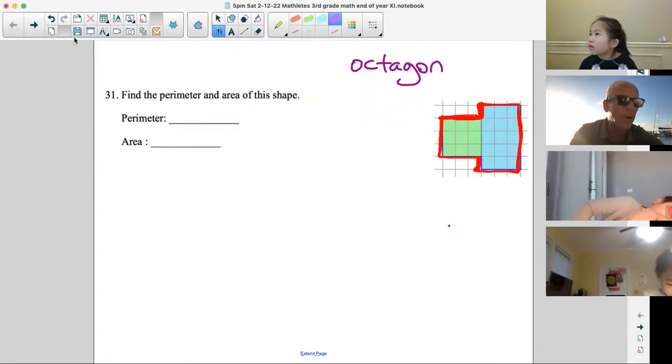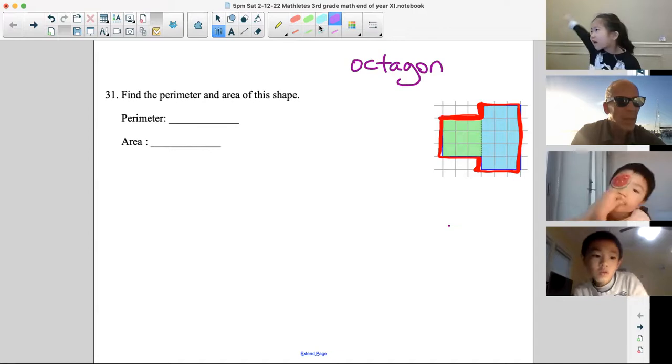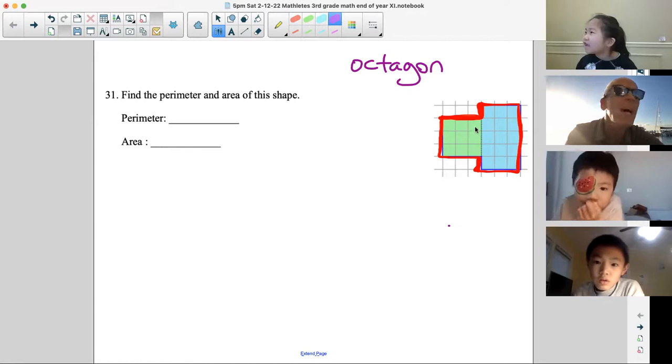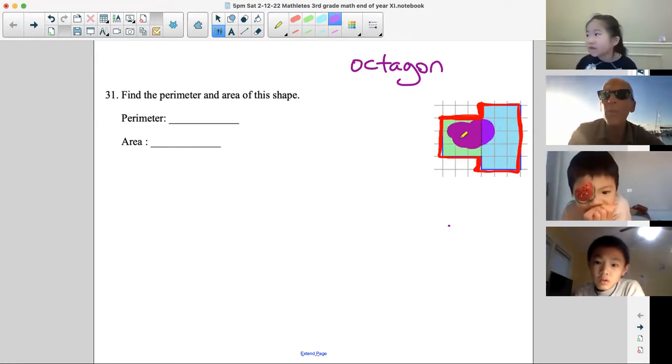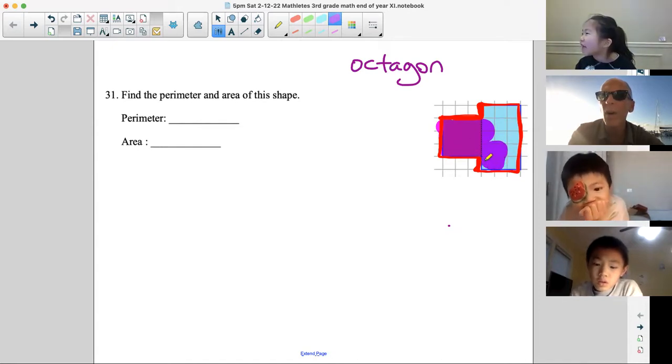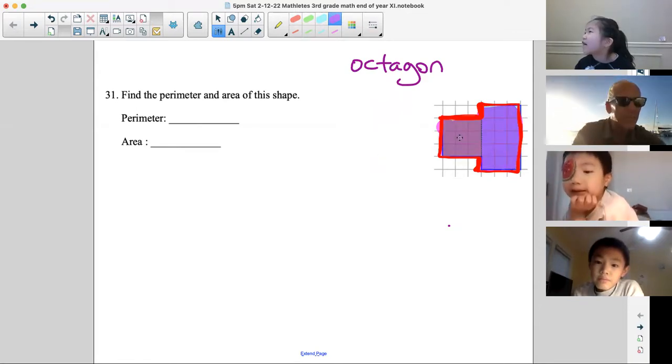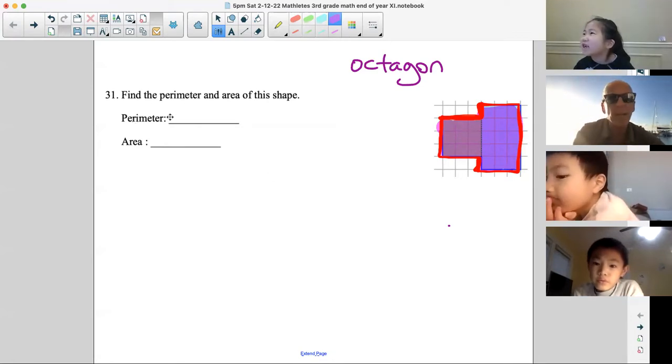Who knows what the area means? Go ahead, Eleanor. How large it is. Yeah. Guys, watch what I do. I'm actually coloring in. Why? That's the area. Is that crazy? Now, I want you guys to calculate the area and the perimeter.